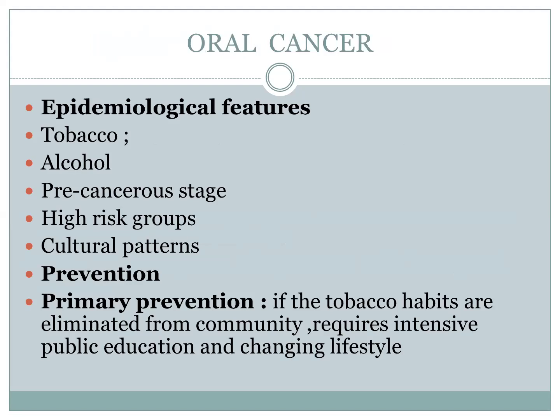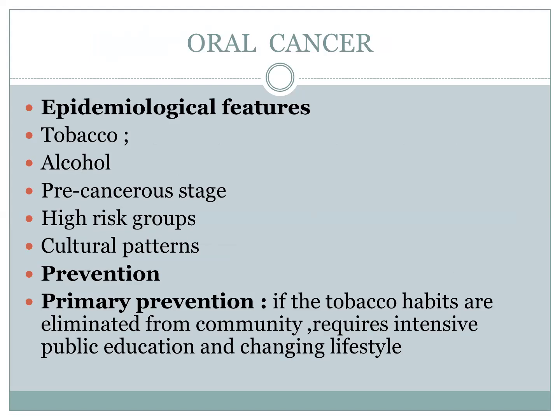The risk factors include tobacco and alcohol, and it initially results in a precancerous stage and high risk groups and cultural patterns. For example, in the Pakistan, India subcontinent, there is a culture of using pan, gutka, and other betel nuts, which result in increased incidence of cancer in these groups.